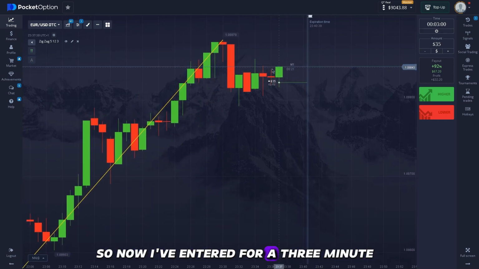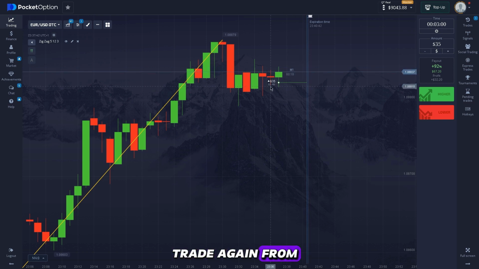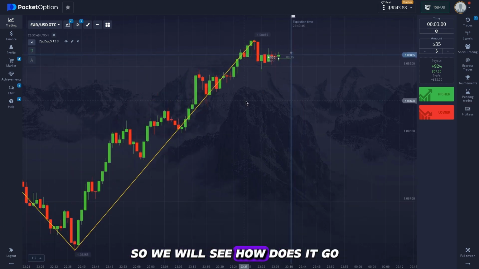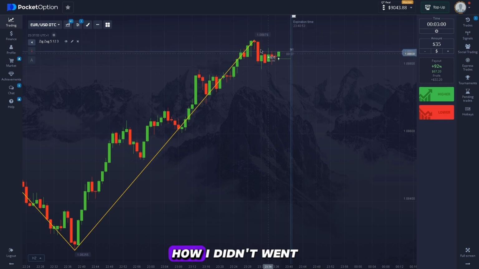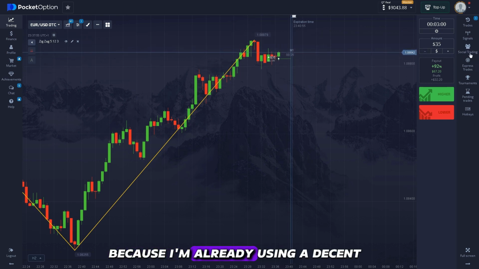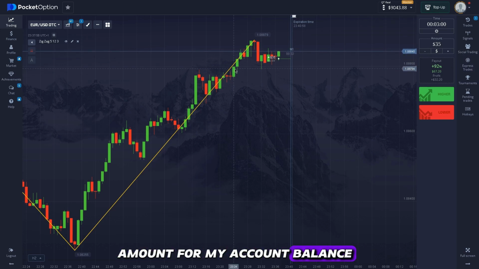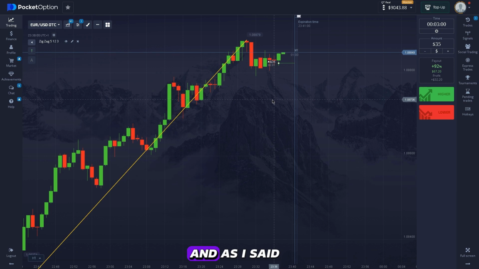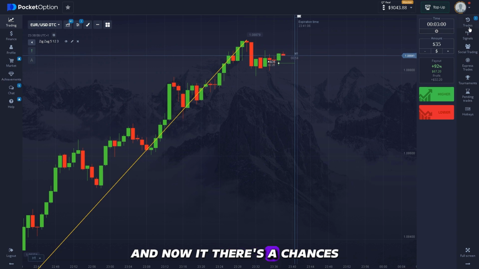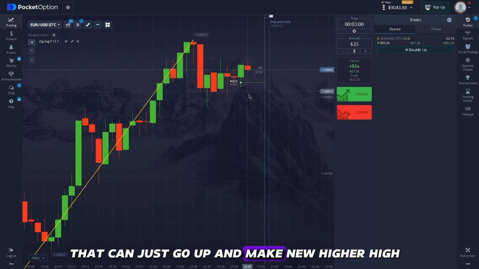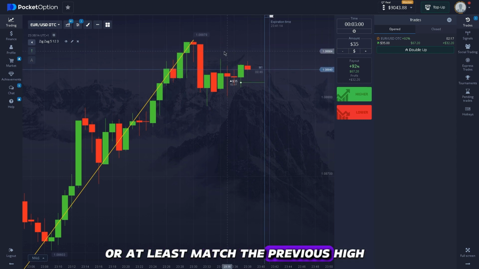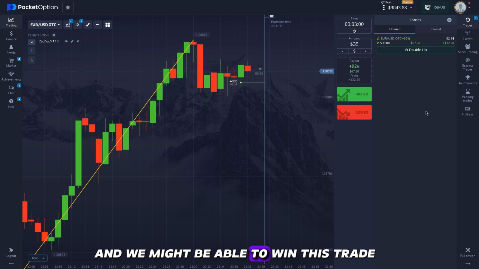So now I've entered for a 3-minute up direction trade again with a better entry point. So we will see how it goes, and we might be able to see a new higher high. And you see how I didn't go MTG in here, because I'm already using a decent amount for my account balance. And as I said, it was trying to grab some liquidity in here, and now there are some decent chances that it can just go up and make a new higher high, or at least match the previous high, and we might be able to win this trade.